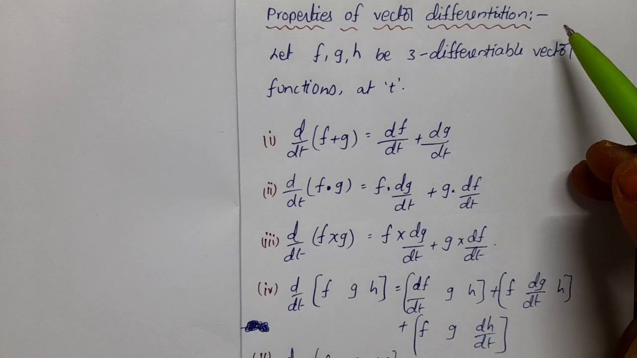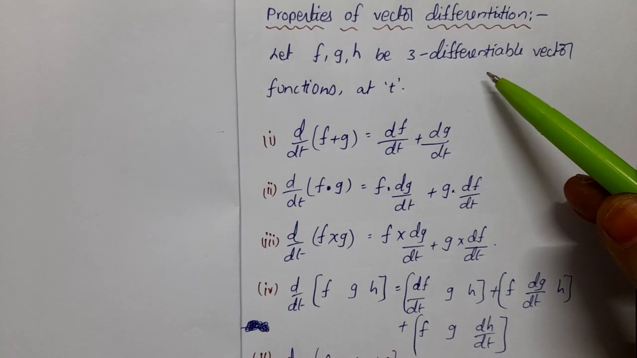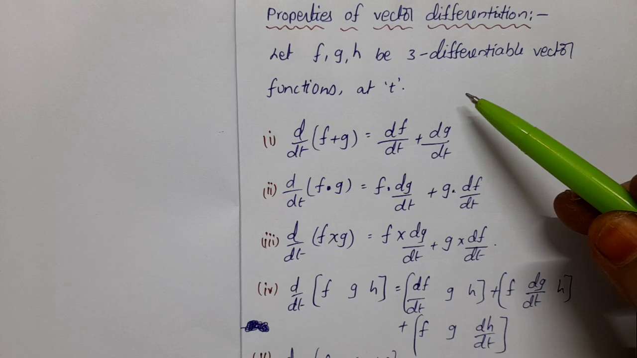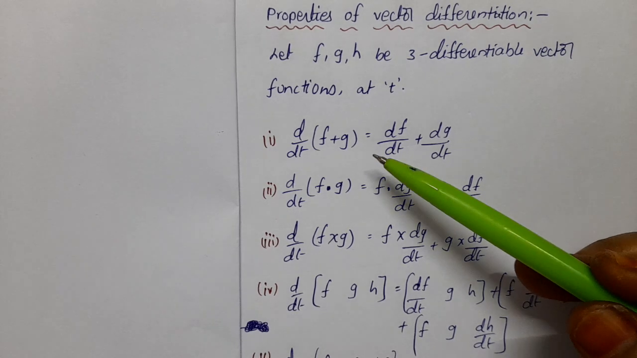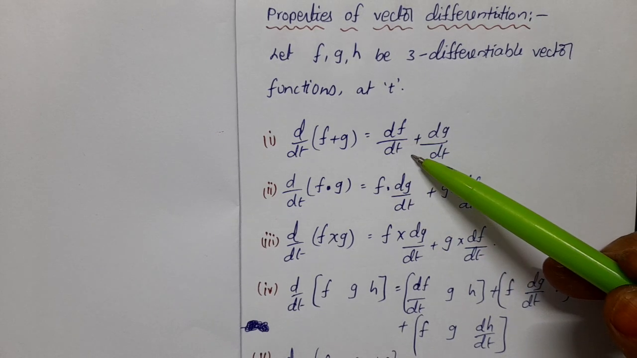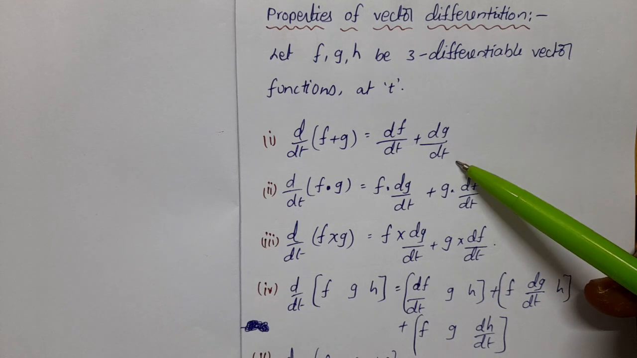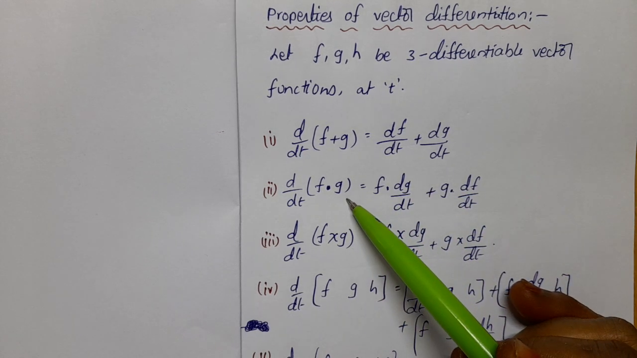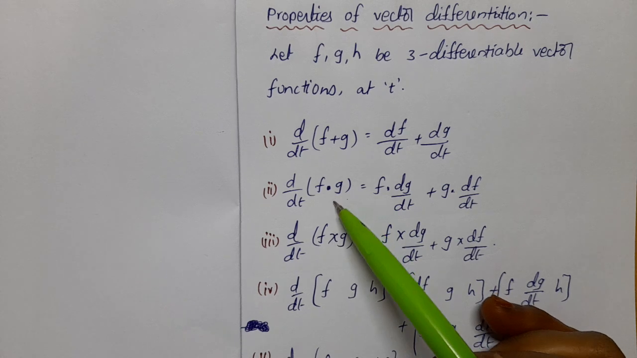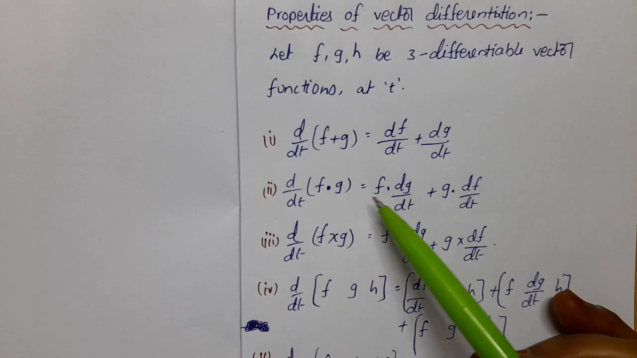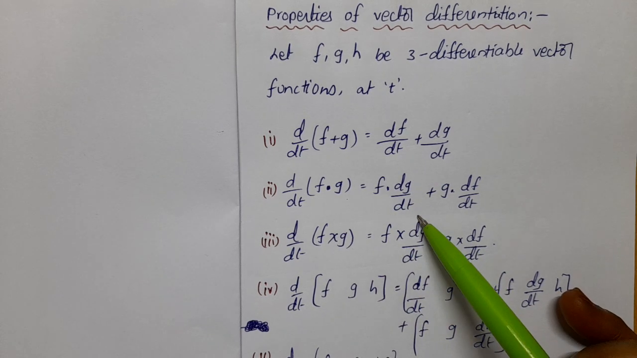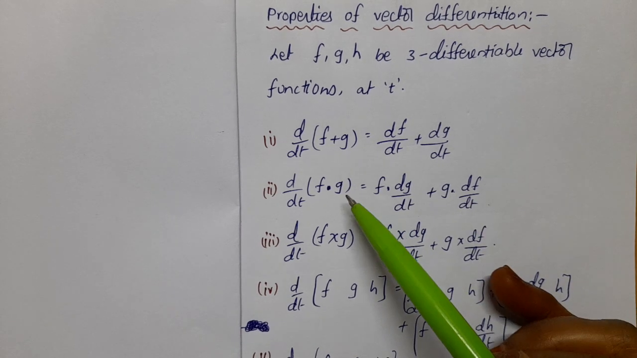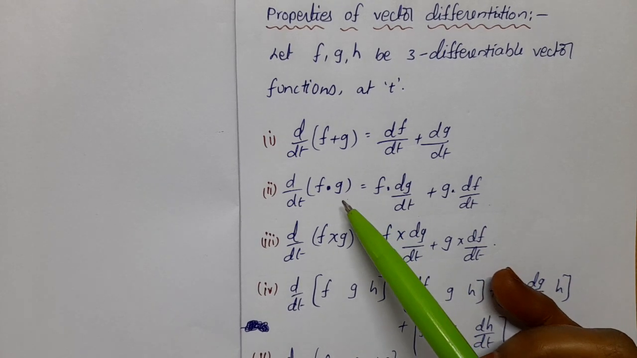Properties of vector differentiation. Let f, g, h be three differentiable vector functions at t. Then the derivative of f plus g equals df by dt plus dg by dt. Derivative of f dot g: this is in the form of uv with a dot product in vectors, f dot dg by dt plus g dot df by dt. Here we apply the general differentiation formula for uv.